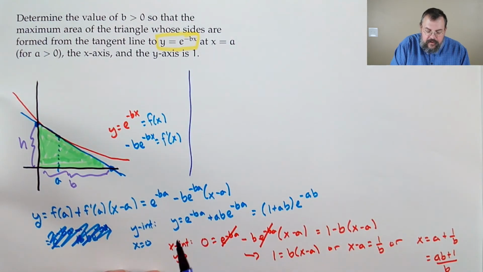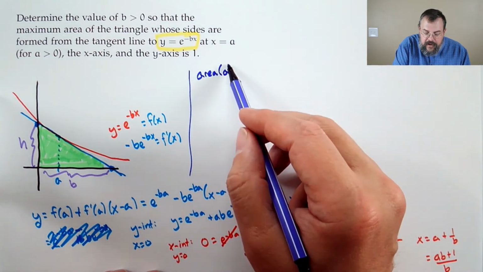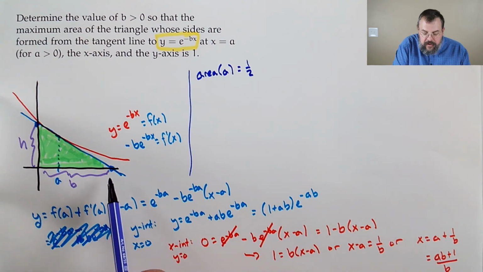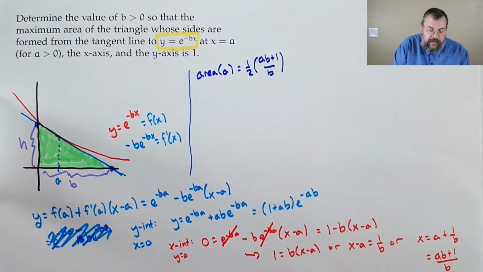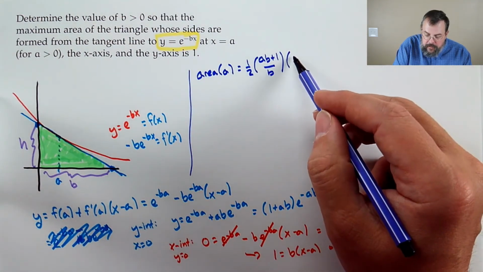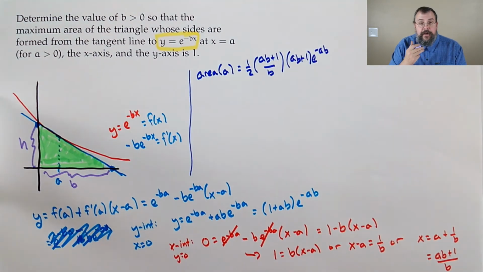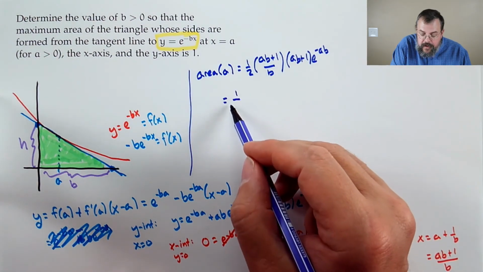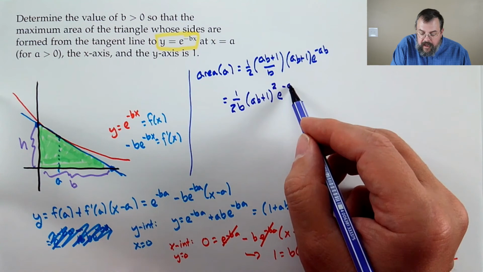The area of our triangle. So our area as a function of a is 1/2 our base, that's the distance from 0 to our x-intercept, so that would be ab plus 1 over b, and then our height, which is again really ab plus 1 e to the minus ab. So there we go. That's our area. Okay, well, we can rewrite this as 1 over 2 times b times ab plus 1 quantity squared e to the minus a times b.